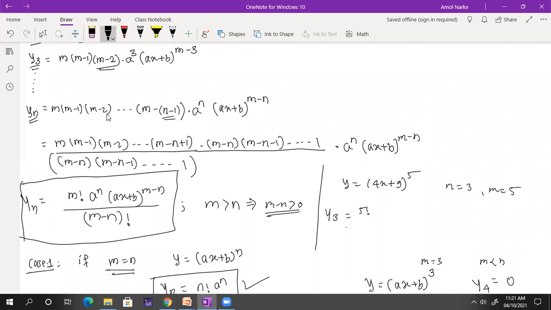times a. What is the value of a? A is nothing but 4. So 4 raised to n, so 4 cubed, into that term as it is, (4x plus 9) raised to m minus n. So m is 5, n is 3, so m minus n is 2, whole divided by (m minus n) factorial. So 5 minus 3, that is nothing but 2 factorial. Directly you get the answer once I substitute the values.